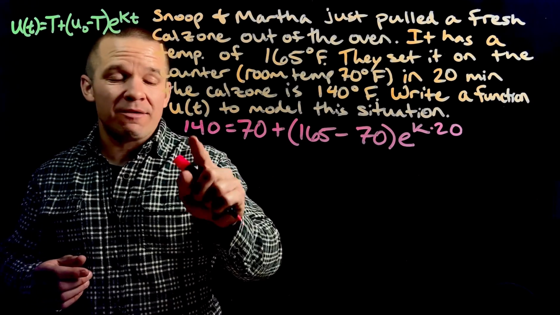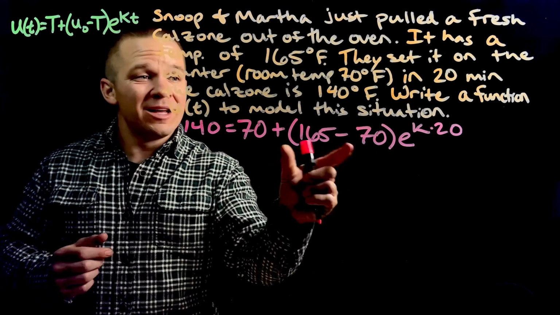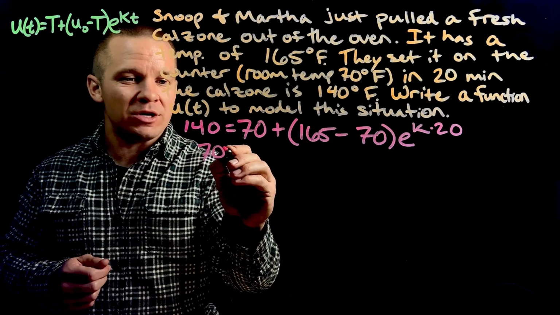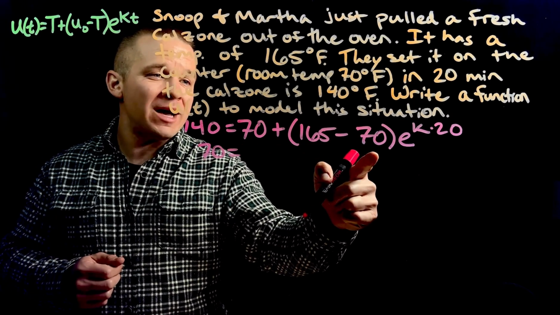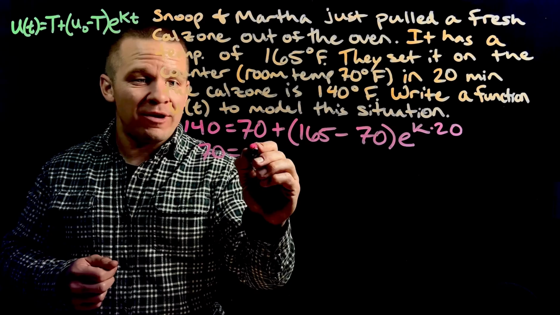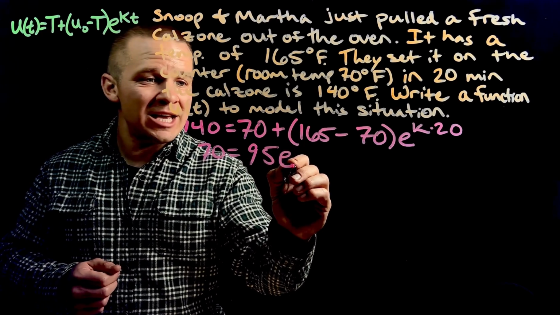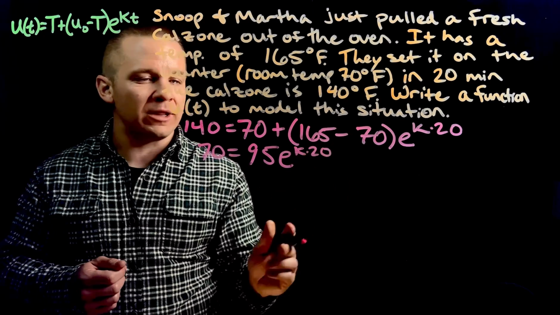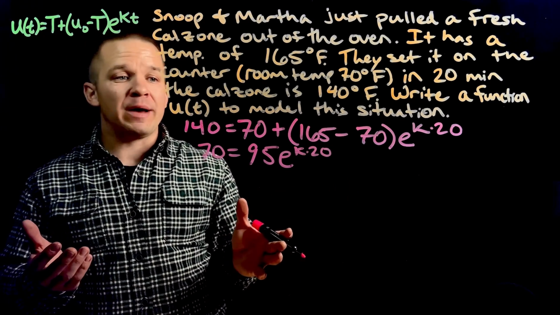All right, we got a couple things we can do here. I can subtract 70 on both sides, and combine them in the parentheses. If I subtract 70, I'm going to get 70 over here. 165 minus 70, that's going to be 95. And then it's e raised to the 20k, or k times 20. We can leave it as k times 20 if you like. That's not too bad.